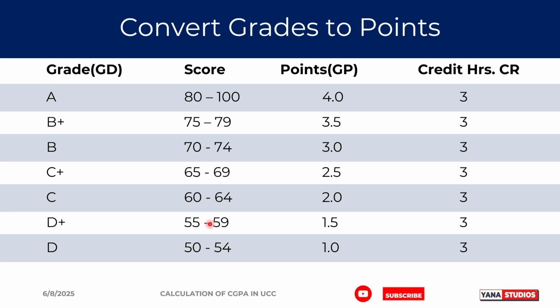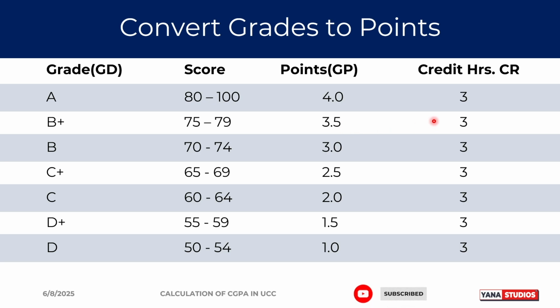70 to 74 gives you B. Then 65 to 69 gives you C plus. That kind of thing, and we have its equivalent grade point right here. So if you know you're getting anything within this range, then this becomes your grade. Then here is your grade point.